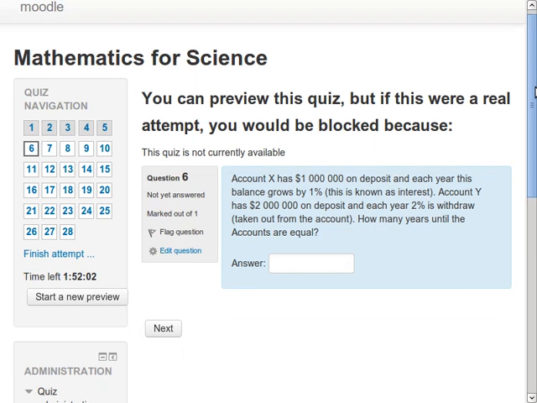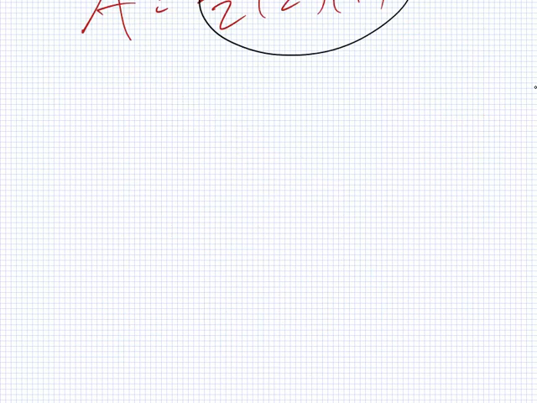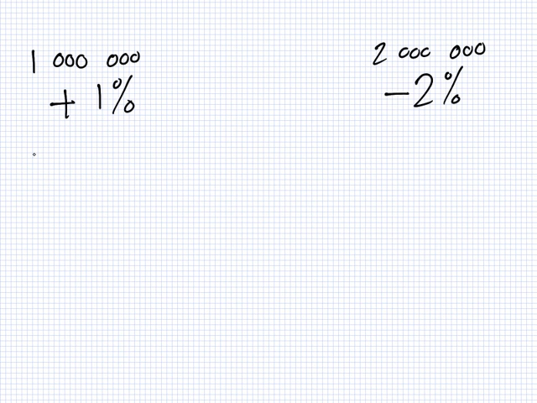Yeah. The hard one. So this one here. Let's have a look at it. You have two bank accounts. The first one has €1 million in it, and the second one has 2 million in it. This account increases by 1% each year, and this account decreases by 2% each year. So after 1 year, how much does this account have? What do I multiply it by?